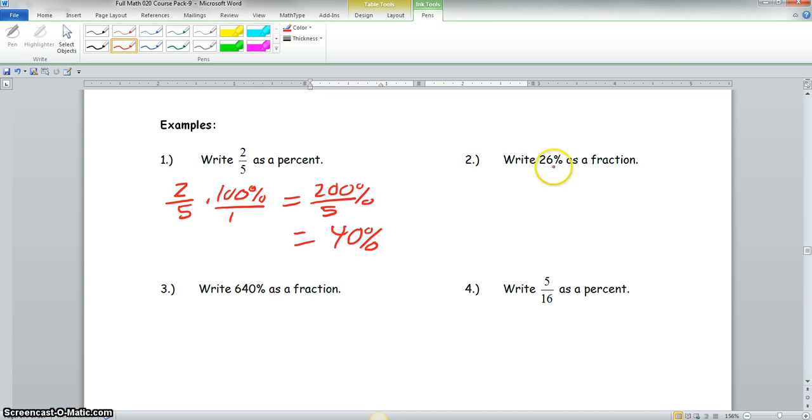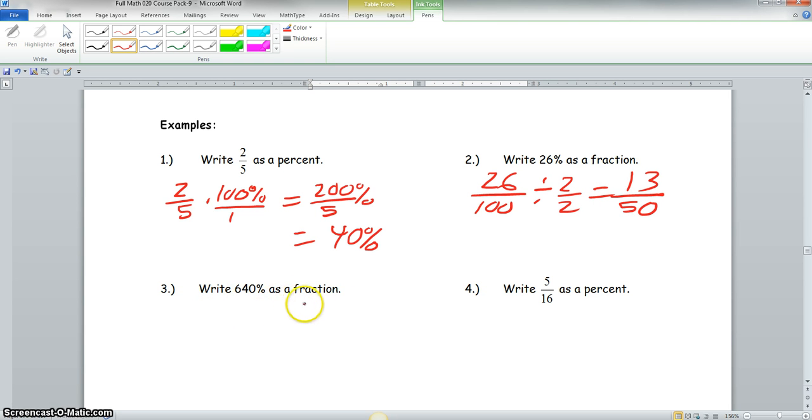Now we go to number 2, write 26% as a fraction. So we'll write 26 over 100. We'll drop our percent sign, and we know we can divide the numerator and denominator by 2. So that will give us 13 over 50.